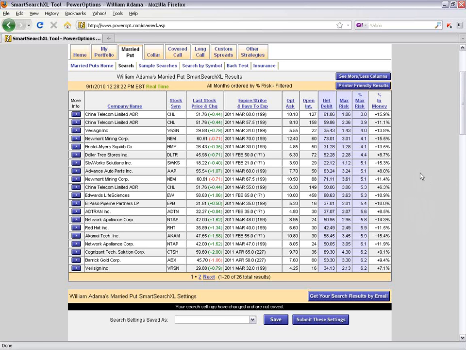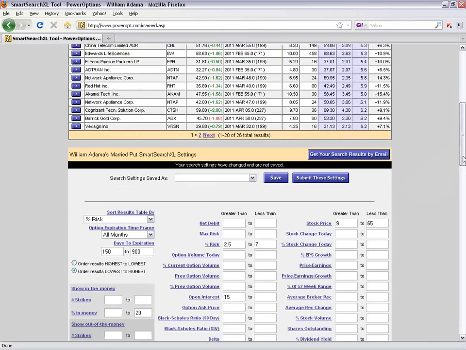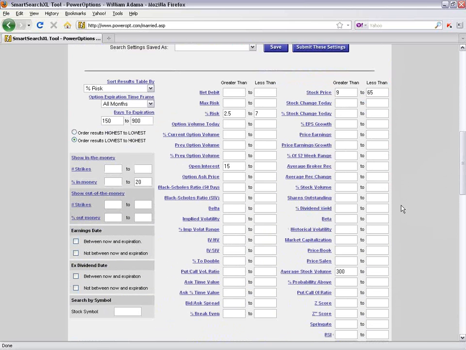And don't get me wrong, just because I don't use implied volatility and I don't use delta, it doesn't mean you can't. Those are two specific criteria that you can use when you're analyzing a married put position or any position. You could just put in your ranges for delta or put in your desired range for implied volatility.